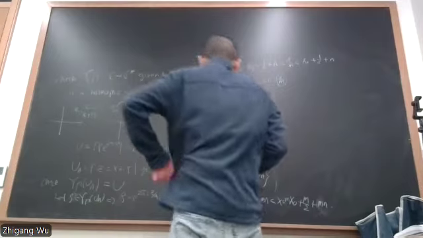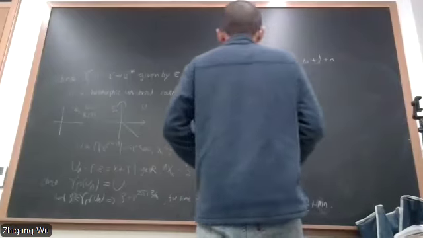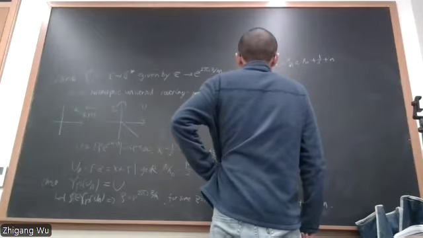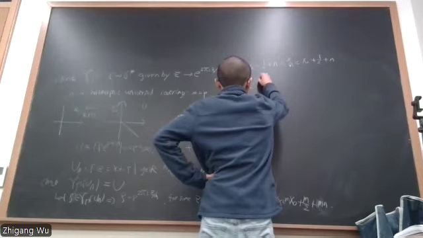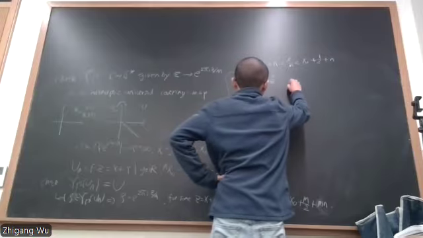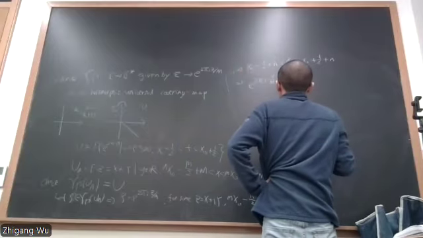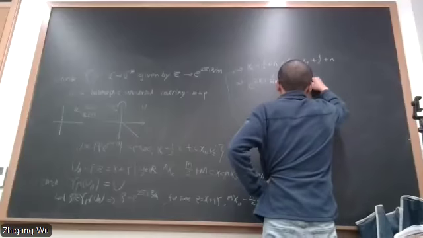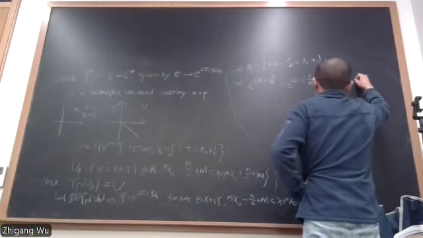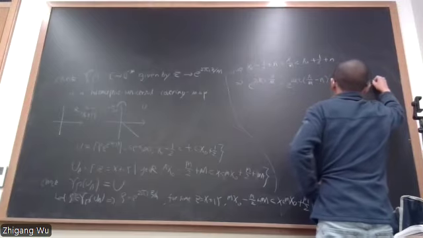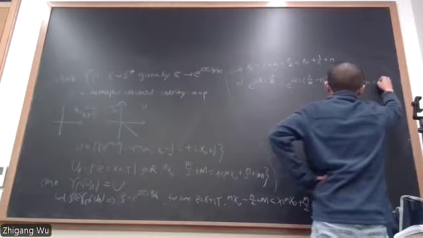Okay, so this implies that I x over n is equal to I x over s minus n, where this guy is within the set.